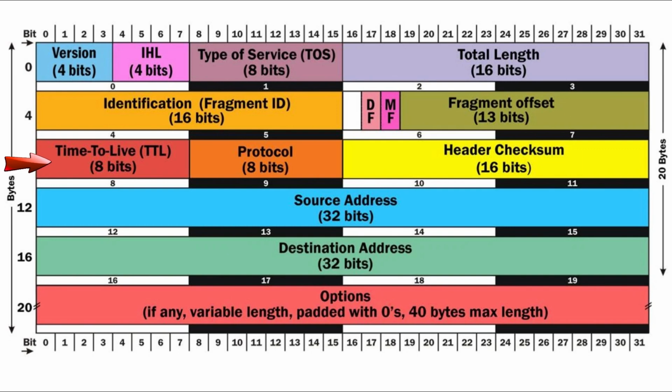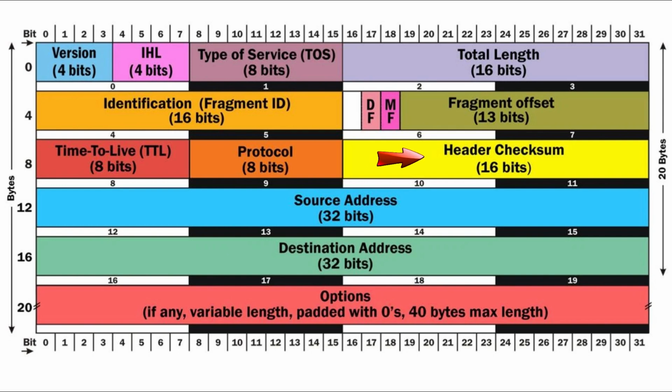Time to live. Every time an IP packet passes through a router, the time to live field is decremented by 1. Once it becomes 0, the router will drop the packet and send an ICMP time exceeded message to the sender. The time to live field has 8 bits and is used to prevent packets from looping around forever if you have a routing loop. Protocol: this 8-bit field tells us which protocol is encapsulated in the IP packet. For example, TCP has value 6 and UDP has value 17.